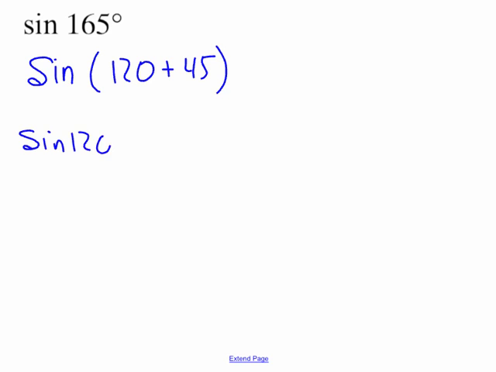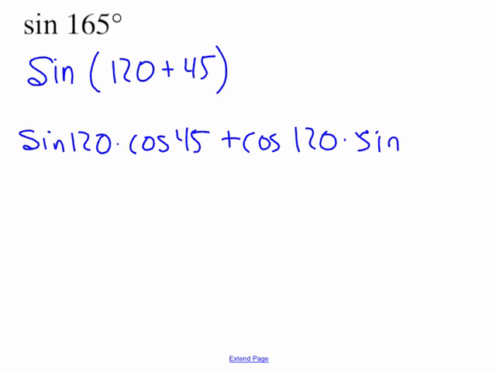So what we're going to do is break 165 into 120 and 45. From this point on, all you have to do is look at your identity sheet, and it tells you exactly what you are going to do. You're going to find sine of alpha plus beta and rewrite it. It is sine of 120 times the cosine of 45 plus the cosine of 120 times the sine of 45.